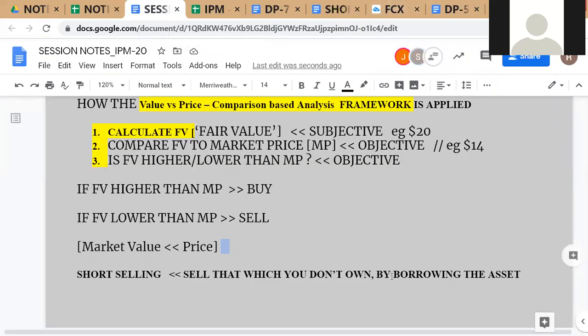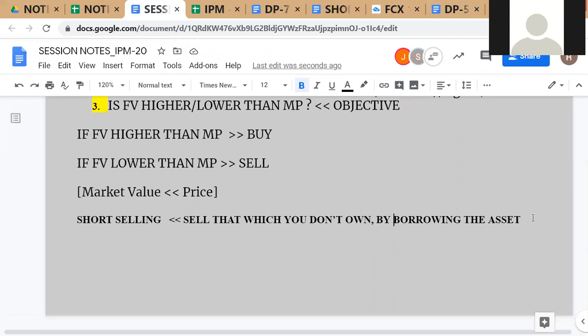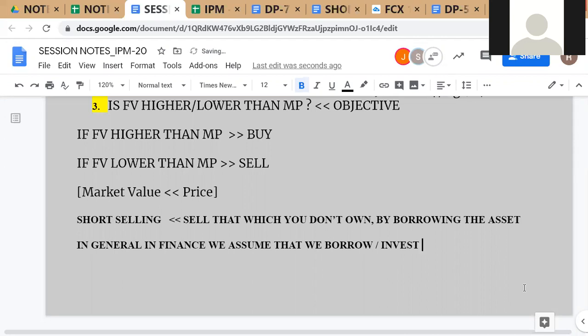As I said, I might have made this statement earlier, that in general in finance we assume that we borrow and invest. So when we buy something, we borrow and buy it. When we sell something, we sell and invest. We borrow and buy, we sell and invest.